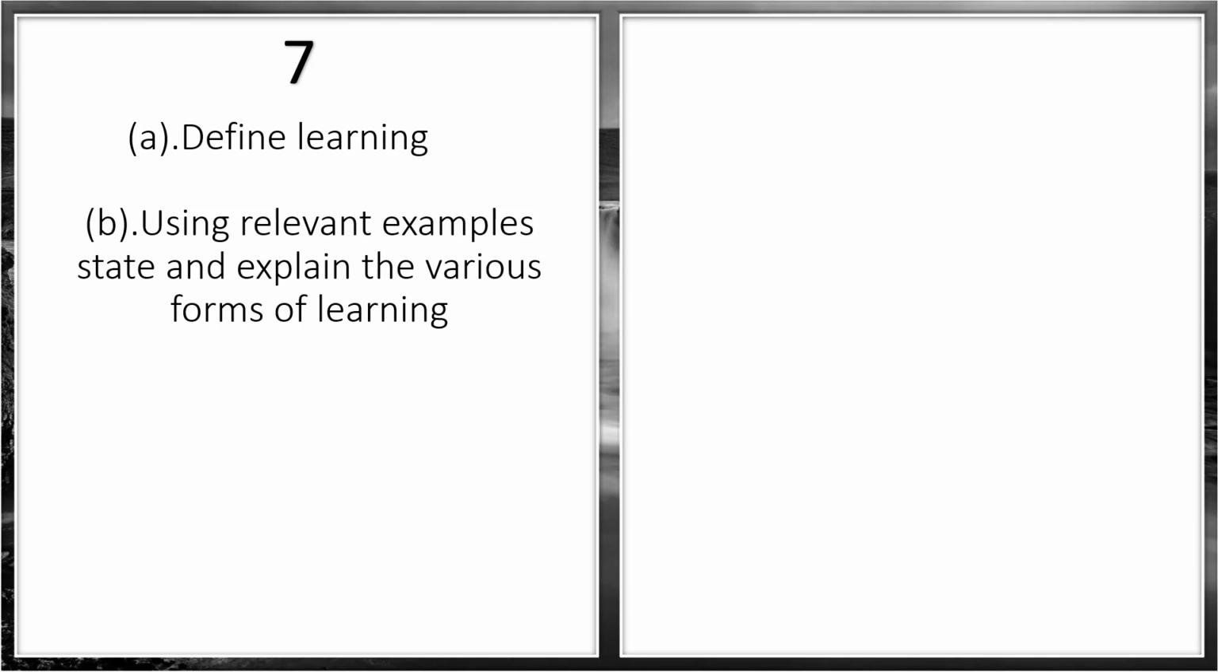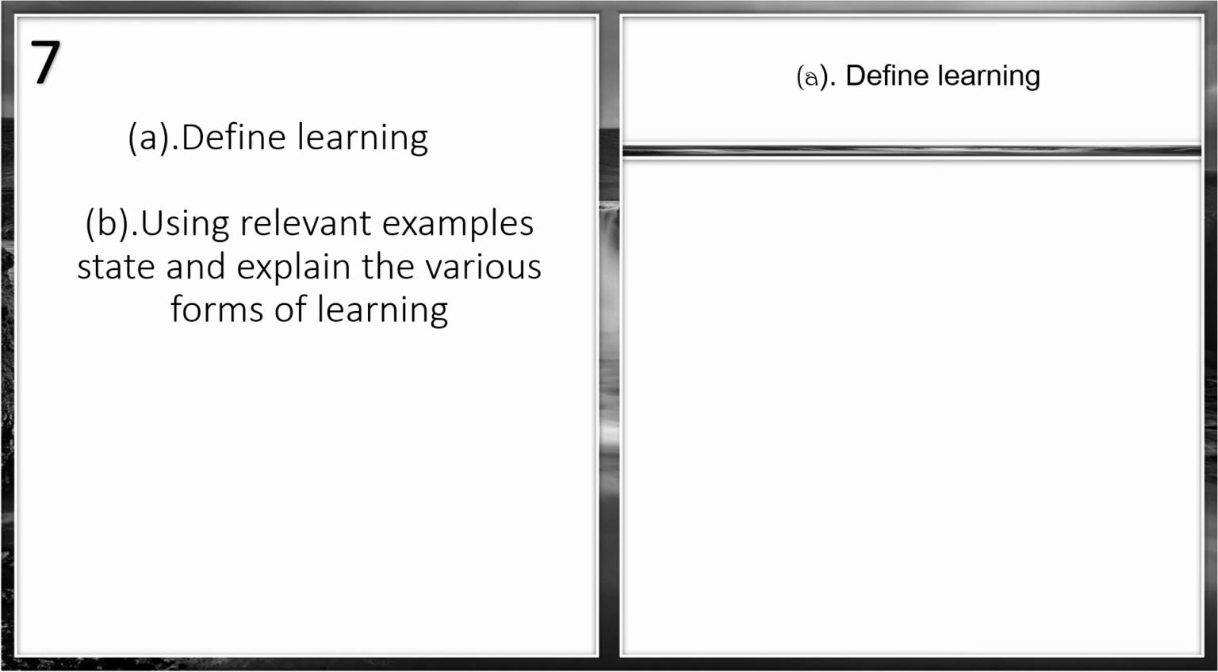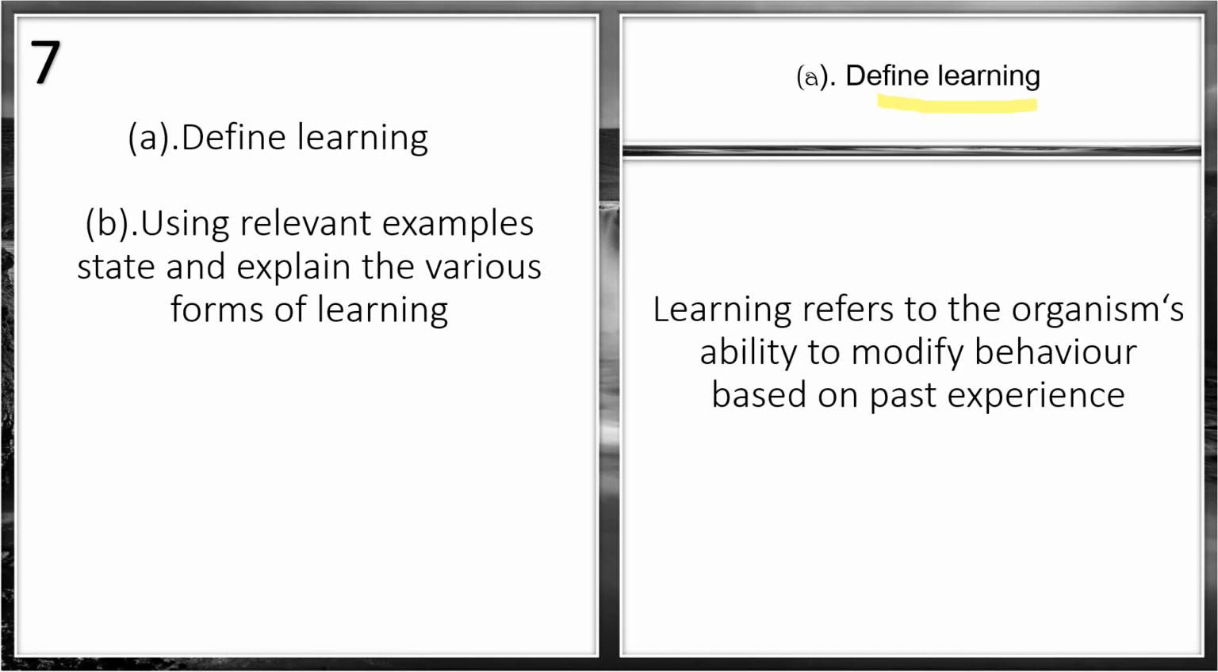Number 7. Define learning. Part B, using relevant examples, state and explain the various forms of learning. Define learning. Learning refers to the organism's ability to modify behavior based on past experience.